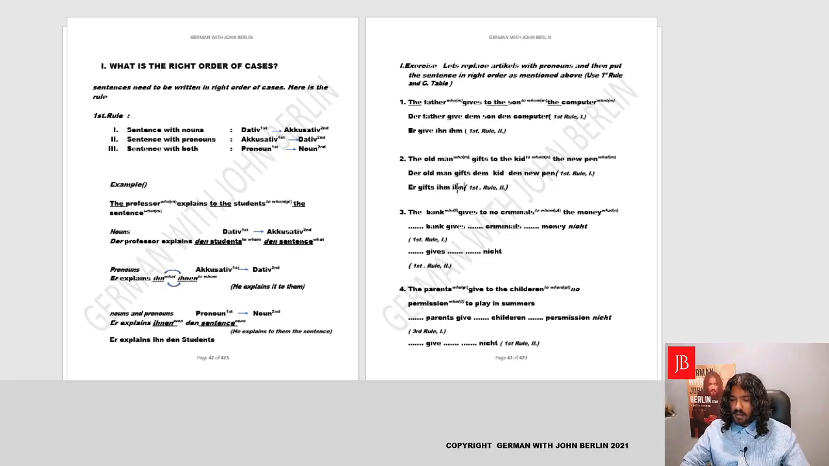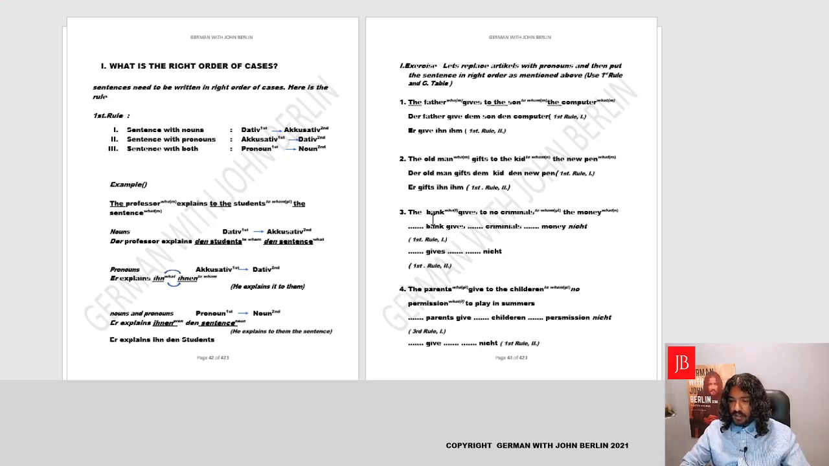He gives to him it. I don't think this is right. According to rule number 2, if the sentence has pronouns, first should be accusative, then dative. So accusative means what? So he gives to him what? It. So I'll use en here, put it here. Gibt en ihm. Now it is the right order. Yeah, he gives it to him. Sounds correct. Also in English, we never say he gives to him it.